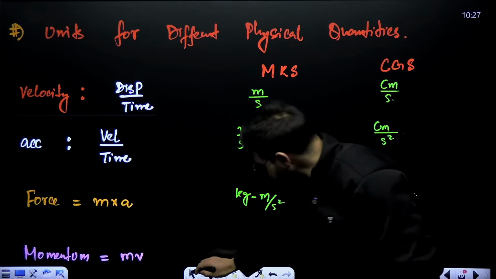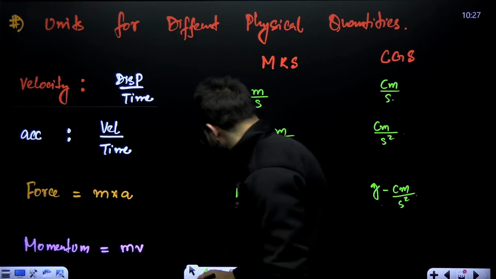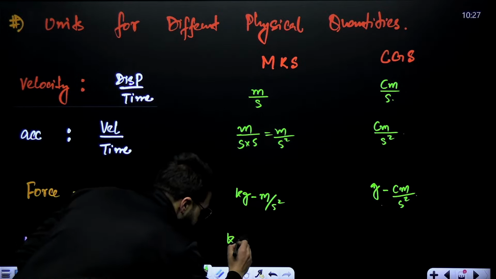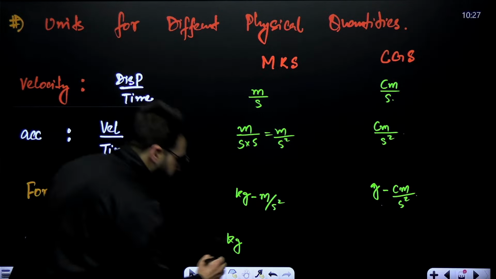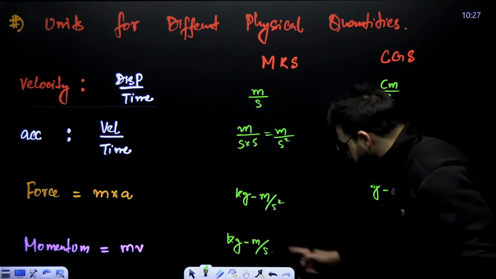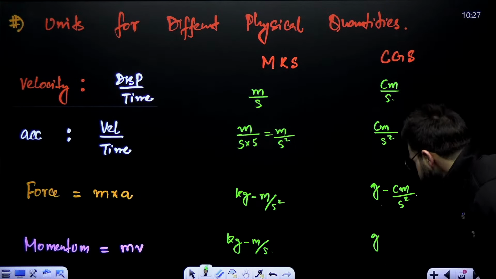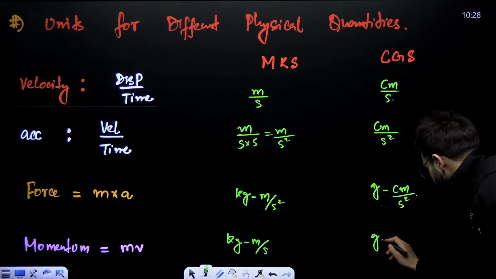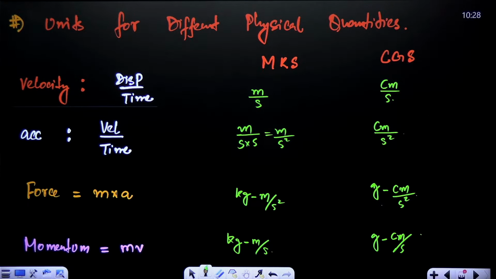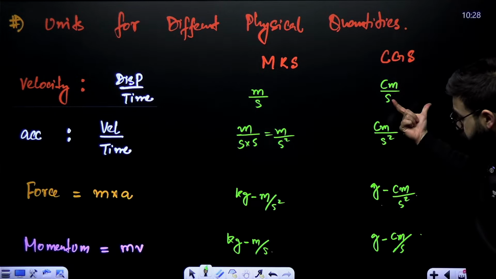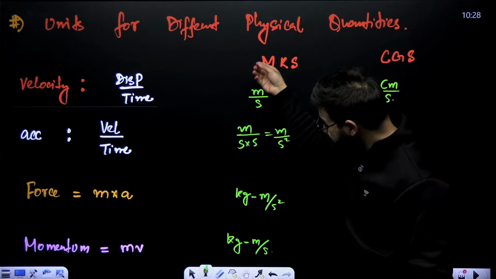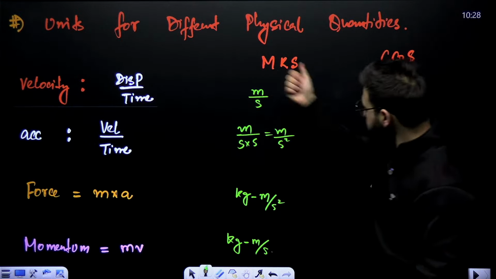Then we have the last one over here, that is momentum. Momentum is mass into velocity. We measure the mass in kgs, and velocity is meter per second. Kg meter per second. And if we write grams instead of kg, and centimeter instead of meter, per second, this is how we write the unit of momentum in CGS system. And this is how we write the unit of momentum in MKS system.